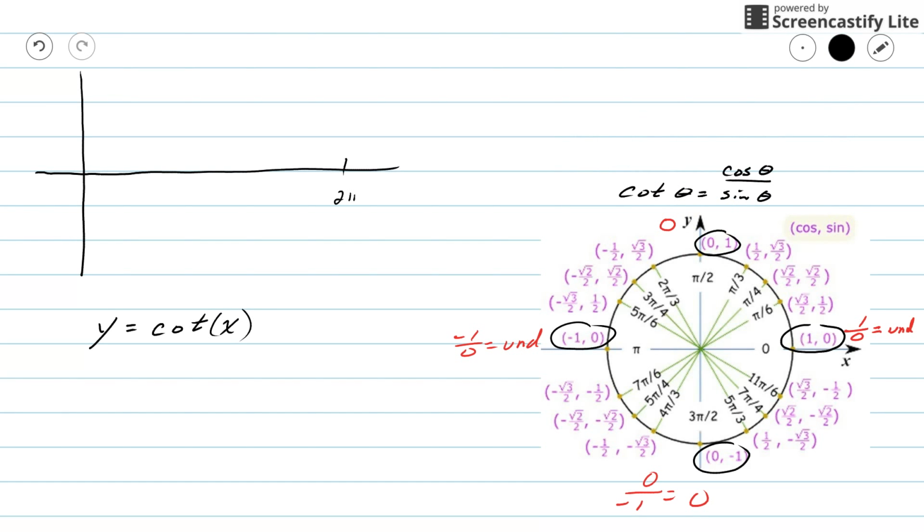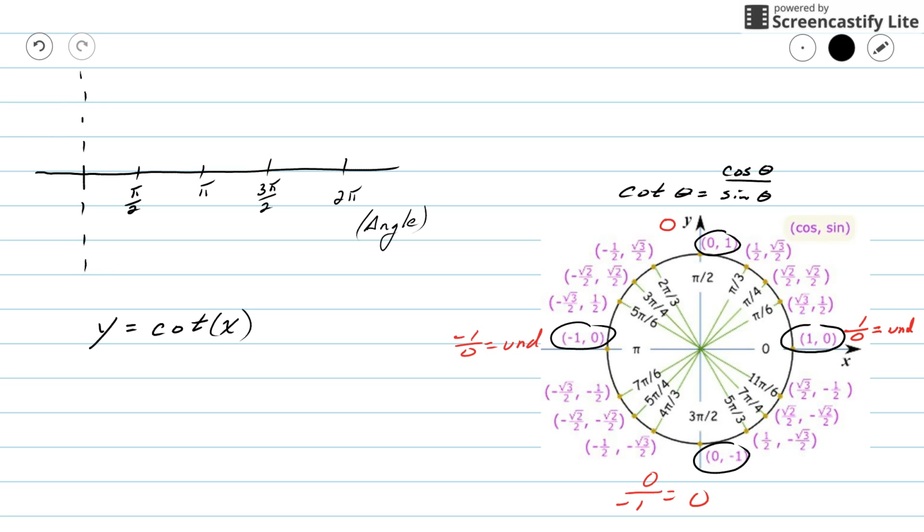So the x-axis represents the angle. Even though it's cotangent of x, x is still the angle measurement. And so what did we say? At 0, this thing is now undefined. So I actually have an asymptote at 0. So let's just see if I can turn this into an asymptote.